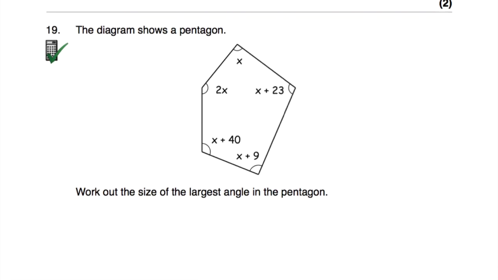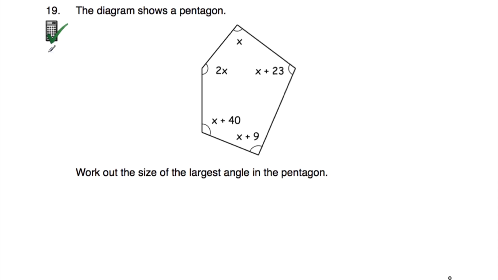Okay, let's have a look at our next question, question number 19. So question number 19 says the diagram shows a pentagon. So we've got this pentagon, and we've got some algebraic expressions for each one of the angles. So this is x degrees, this is 2x degrees, this is x plus 23 degrees, this angle is x plus 40 degrees, and this angle is x plus 9 degrees.